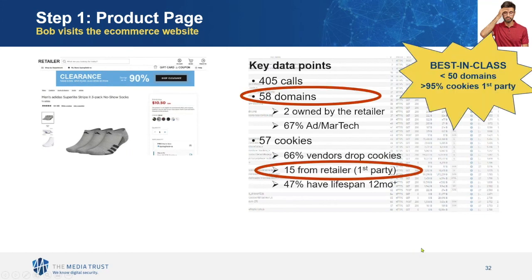So if we take a look at best in class, we say to strive for less than 50 domains. This particular example is slightly over there. However, with cookies, we say that 95% should be first party, and here we're around 26%.